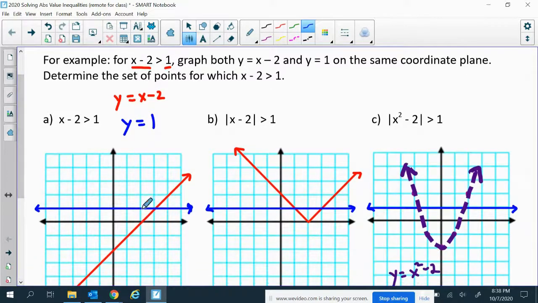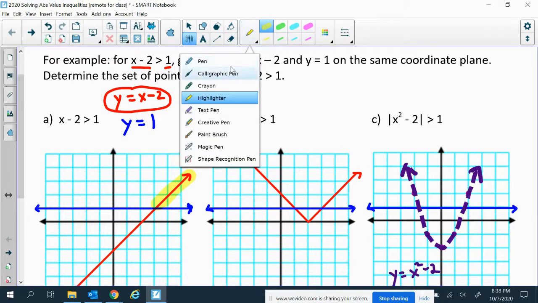And then what we want to do after that is figure out where the red one, this x minus 2, has greater y values than the blue one, which means where is the red graph higher than the blue graph. So if I look at that, it's going to be where x is greater than 3.